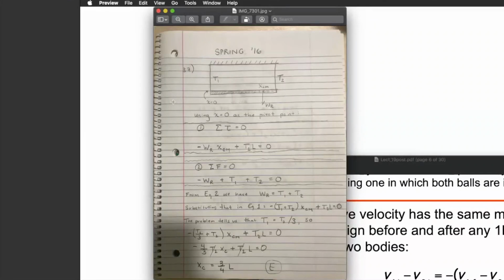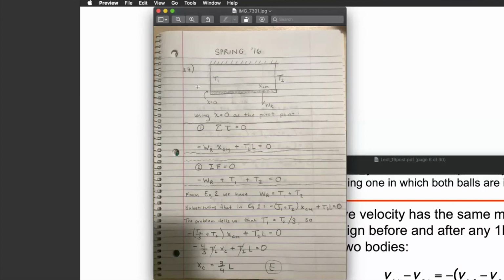So this problem, we were given a rod that was hanging from a ceiling, and we were even told that x equals 0 is this point here. We didn't have to be, but you know, cool. Let me just read the question because I forget it. It told us that tension 1 is one third of tension 2, and then it asks us what is the center of mass of this rod.